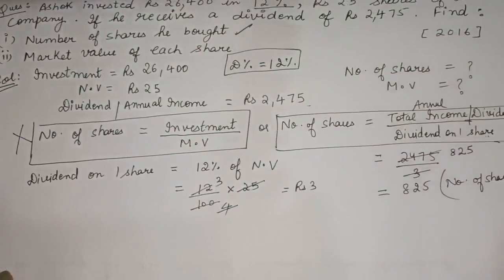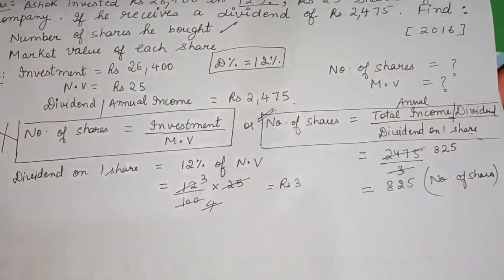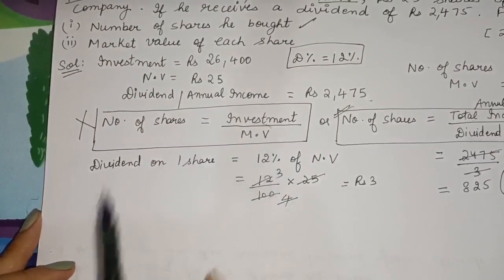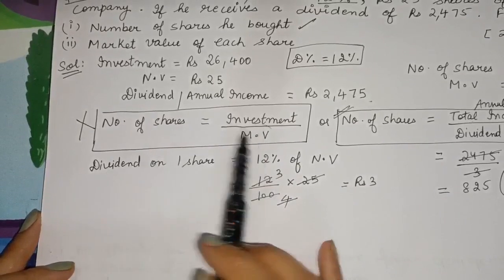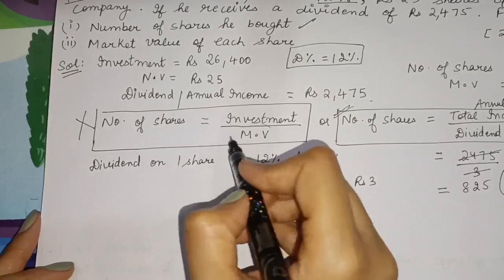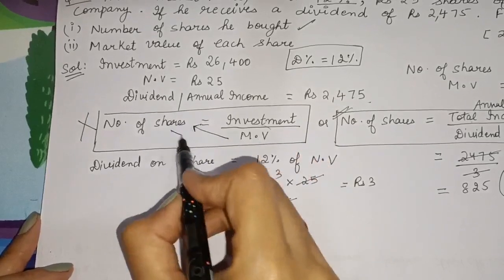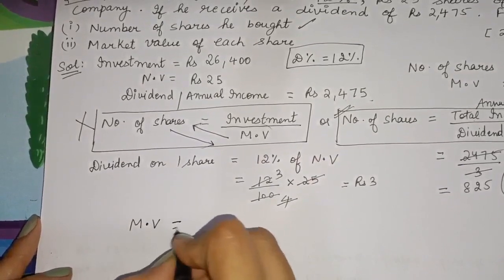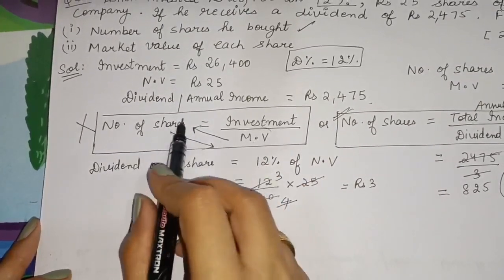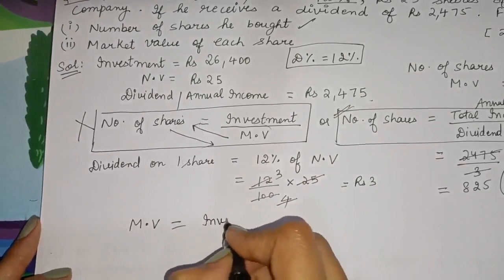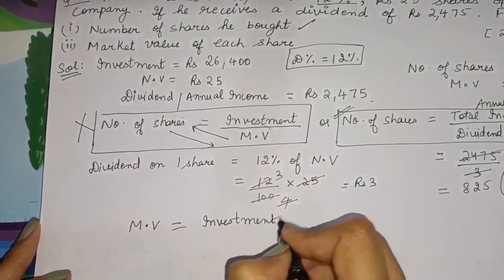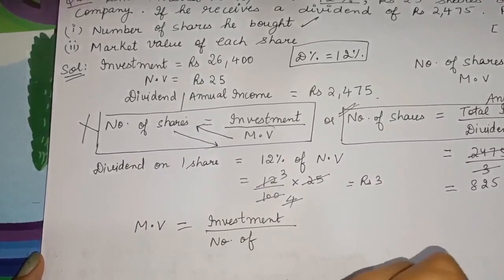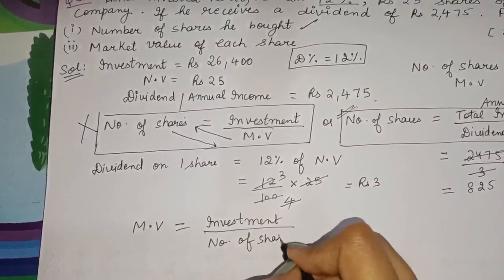So again, I have already written both the formulas. This formula we have used, and now we will make use of this formula to find MV. So number of shares we already know. If from this formula we want to solve MV, MV will go to the other side and number of shares will come here. So MV is equal to investment by number of shares.